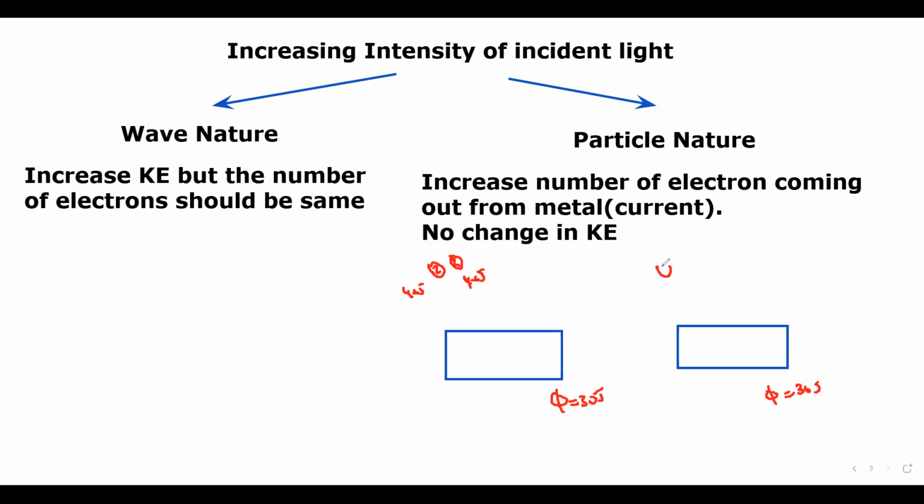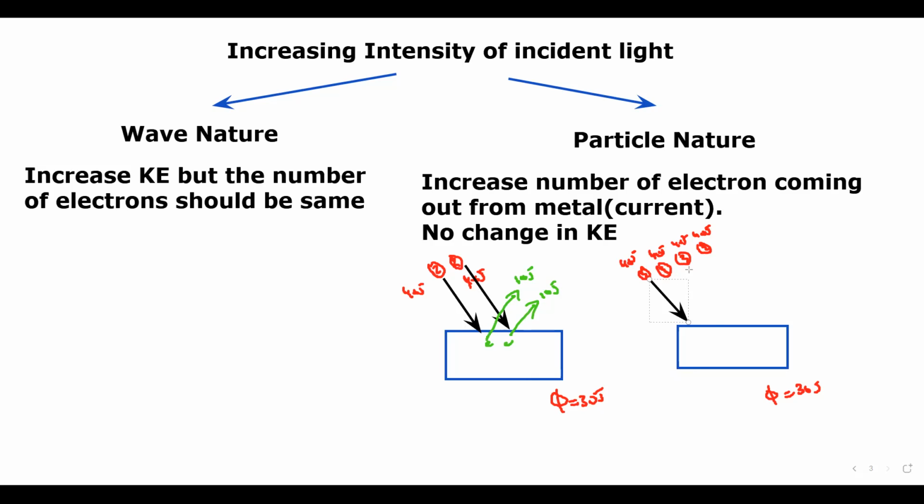Increasing intensity in particle nature means more photons will be there, but the energy of the photon is not changing. So if 2 photons are coming towards the metal, each electron absorbs one photon. How many electrons will come out? If 2 photons are absorbed and they have energy more than the work function, 2 electrons will come out. And what will be the kinetic energy of each electron? Because the work function is 30 and 40 joules is there, the remaining 10 joules will be kinetic. So 10 joules of kinetic energy for electron 1 and 10 joules for electron 2.